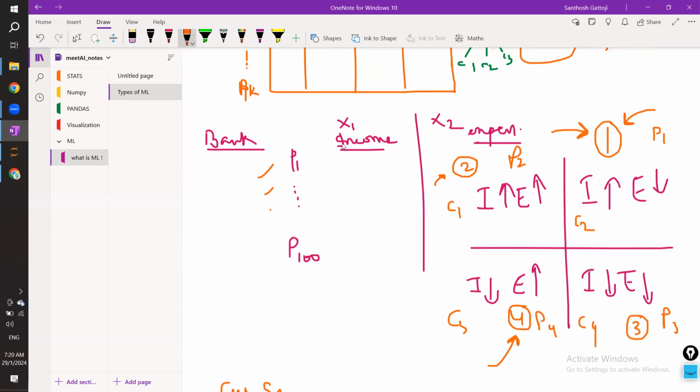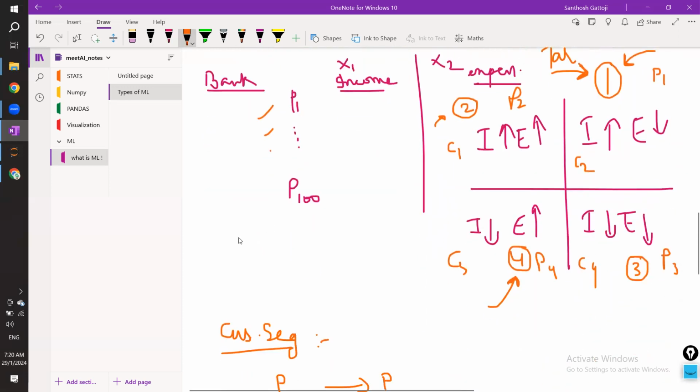Earlier you were having only income and expenditure. Along with that, we are going to have one more column called the target variable. What happened for P1? You have income I1 and expenditure E1. This was the original input data. Let me call these the inputs, guys. Input will be denoted with X1, X2, X3, like that up to X100.